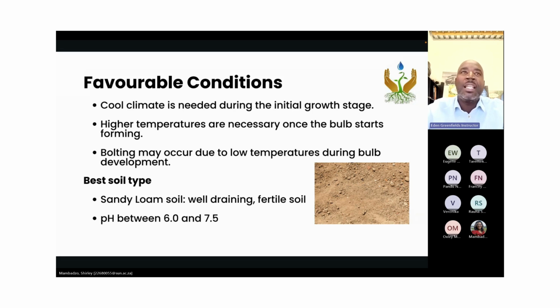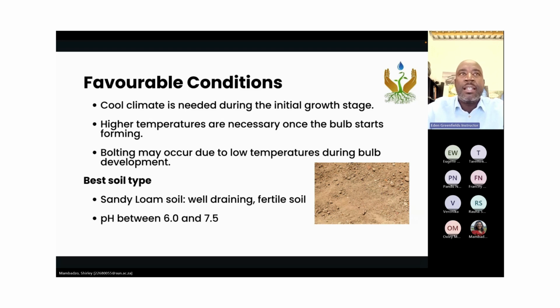Bolting is a process whereby any given plant, vegetables, can go into bolting when conditions change suddenly. And they feel like, okay, here I might not make it through my growing season, so let me rather produce some seeds. That is what we call bolting. Okay, we'll discuss it again later.